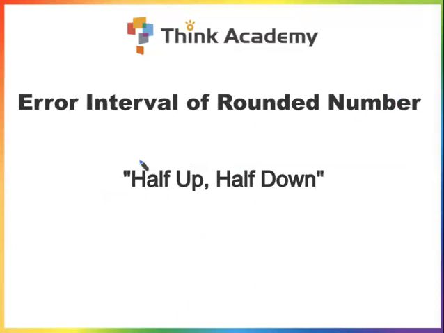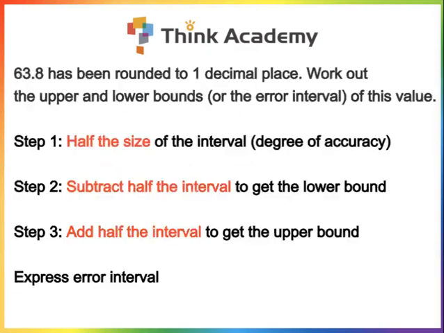For a rounded number, the key to remember is called half up, half down. So here's how we do it. For example, if you have 63.8, rounded to one decimal place, we want to work out the upper bound, lower bound, and the error interval of the value. The first step is to half the size of the interval. You might wonder, what is that? Basically, if it's rounded to one decimal place, 1 dp, the interval will be 0.1 because that's where you look at the cutoff point.